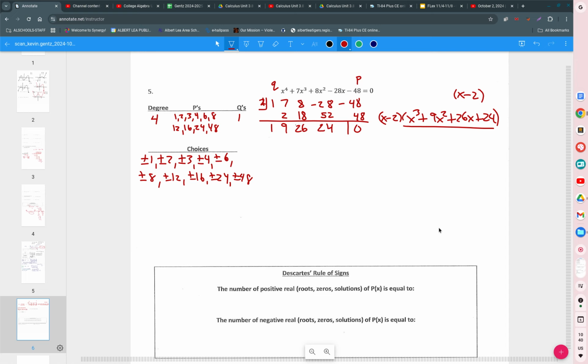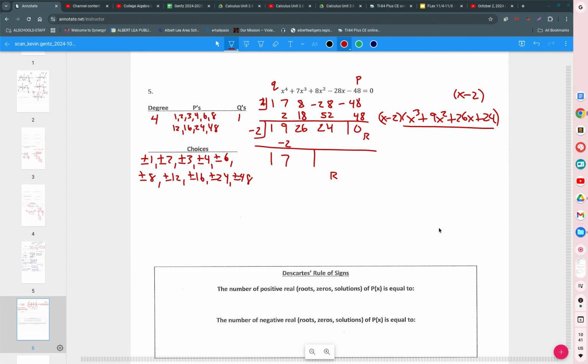So I'm going to take this polynomial, and you can always just continue on in your work and just kind of stack your synthetic division on top of each other if you want. I drop down the 1, and I multiply.